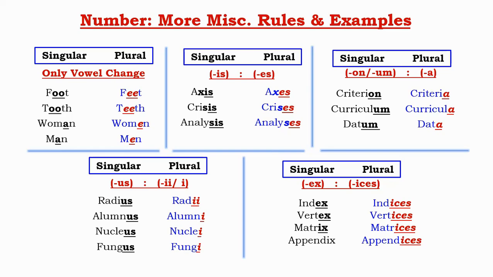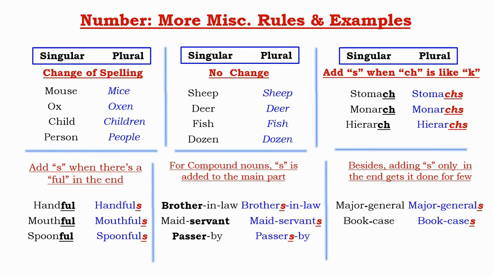Next is changing the ending us to double i or only i, such as radius becomes radii, nucleus becomes nuclei, etc. Next is ex changing to ices, that is index becomes indices, vertex becomes vertices, etc. This is not the end. There are some more nouns and their plural forms are to be remembered without any doubt.